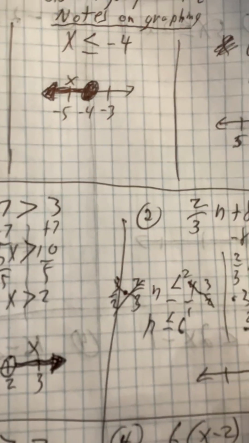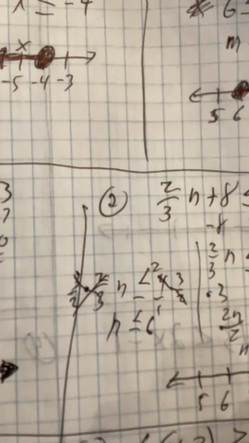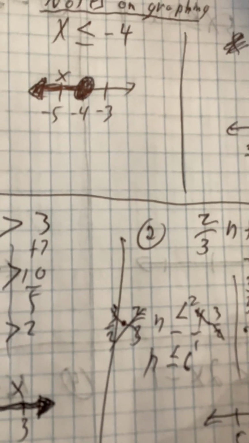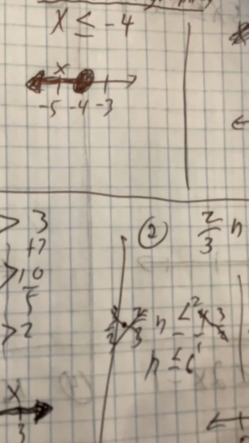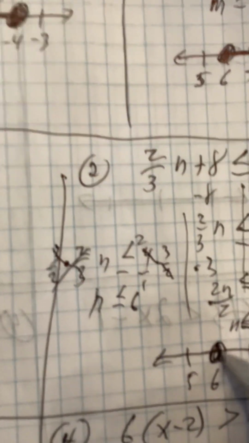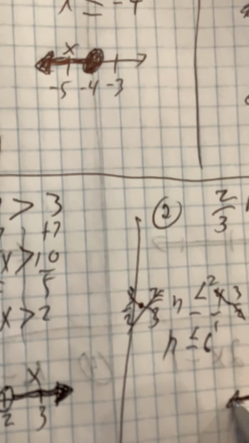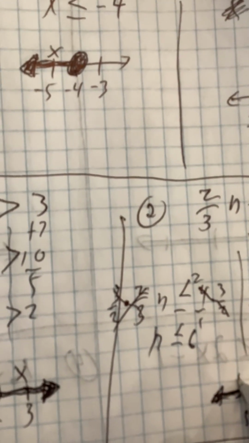See, so it's 5, 6, 7. There's my circle. Oh wait, I said equals. It's less than or equal to, less than or equal to. So I fill in the circle and I'm shading to the left. There's my n, right?